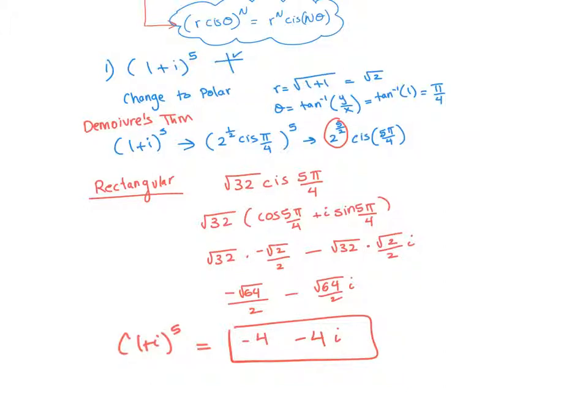r equals the square root of a squared plus b squared, and theta is the inverse tangent of y over x. And I was able to write it in polar form. Then I applied DeMoivre's theorem, which tells me r to the power n and cis n times theta. After I applied DeMoivre's theorem, I need to change that back into rectangular since I started with rectangular. So remember, instead of cis 5 pi over 4, you put cosine 5 pi over 4 plus i sine 5 pi over 4, and you distribute. And this is what you get at the end.